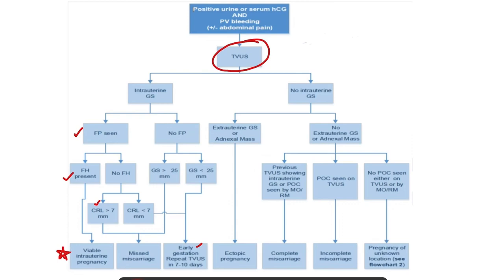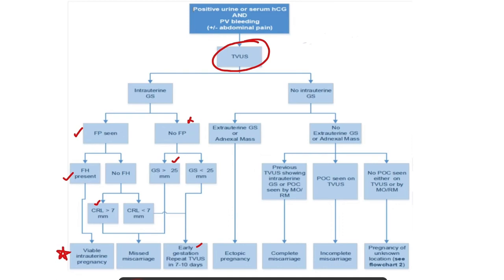Then if there is an intrauterine gestational sac but there is no fetal pole, then we should assess the gestational sac diameter, and if the sac diameter is more than 25 millimeter, then probably it is a miscarriage. In a similar way, we ask the patient to review after 7 to 10 days for confirming the diagnosis.